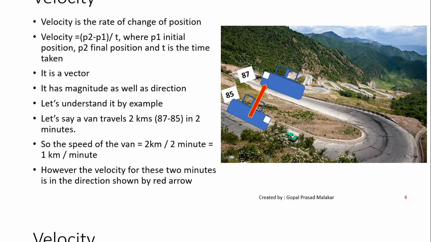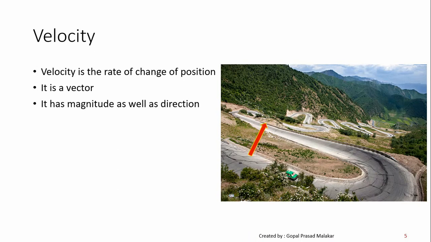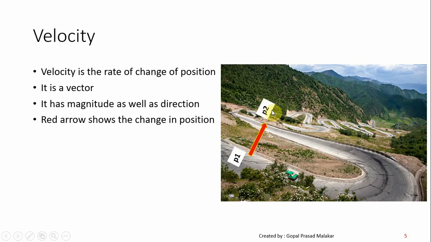Let's continue. As I told, velocity is the rate of change of position. This was the initial position, this is the final position. Let's call them P1 and P2. The red arrow shows the direction, which is the line connecting P1 to P2. And the magnitude will be given by P2 minus P1 divided by whatever time is taken.